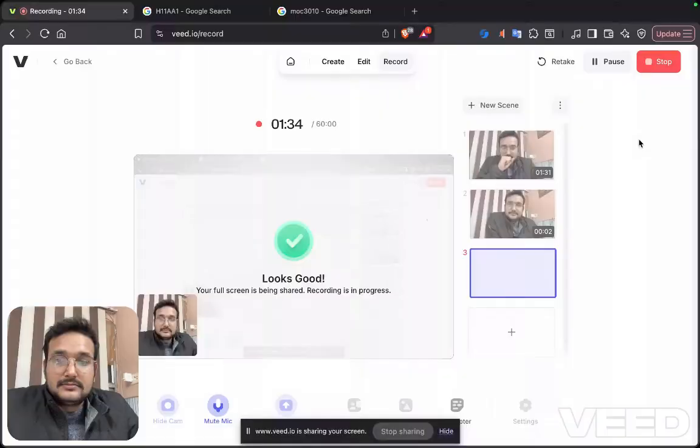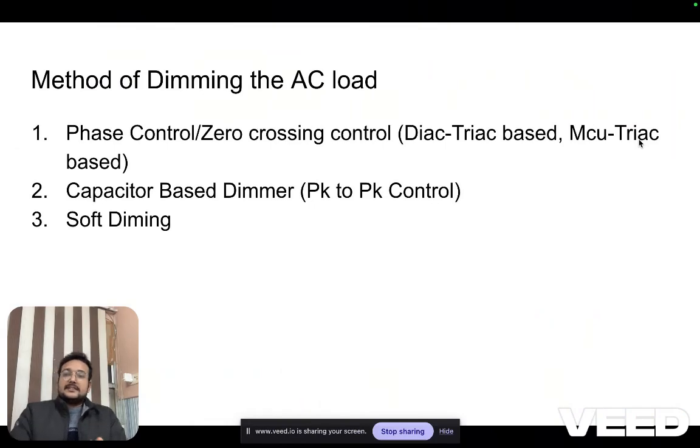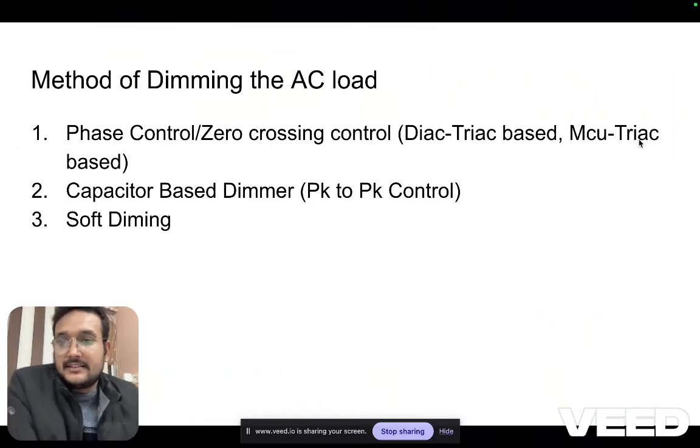We do have DC loads such as your LED lights, your monitors, your printers, your laptop sometimes. But in this series, we are particularly focused on AC loads right now. So that's why we are not talking about DC. We will be discussing the methods of dimming the AC load.